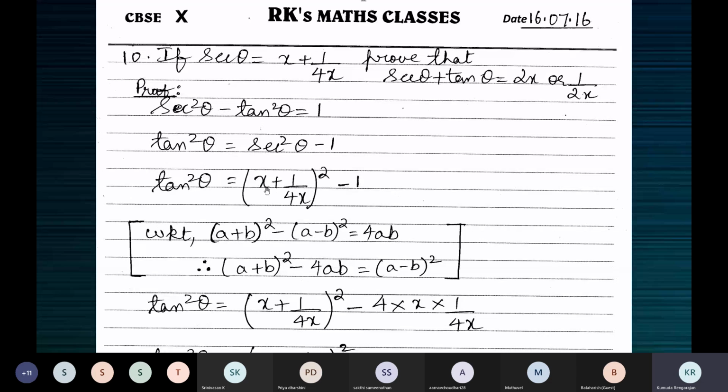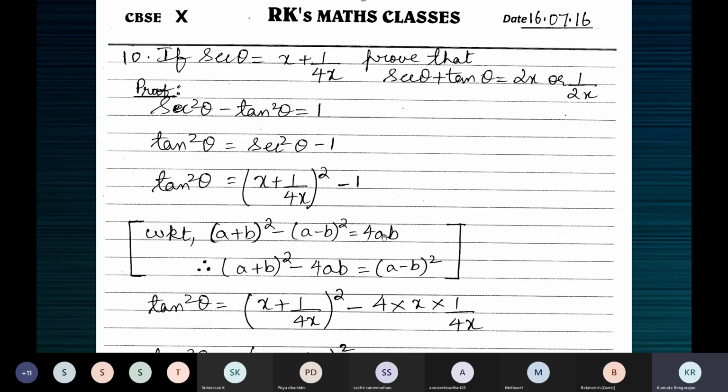And now this one is like a plus b the whole square minus 4ab. Where is 4ab? You can see it here. This is 4, and a is x and b is 1 by 4x. You're trying to show that this 1 is nothing but 4ab. See here, 4 into a, which is x, into b, which is 1 by 4x. So x and x will cancel, 4 and 4 will cancel. So minus 1.